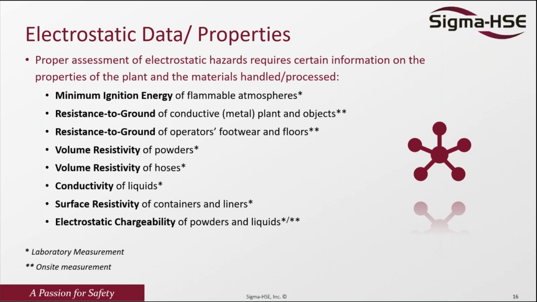First of all, I need to know the minimum ignition energy of the material. That can be done in the lab. So to know the minimum ignition energy, I'll be able to know, okay, is this energy that you are going to release through your operation able to ignite the material or not? Then I want to know the resistance to the ground, maybe how many ohms. And that's something that I need to know with my megohmmeter.